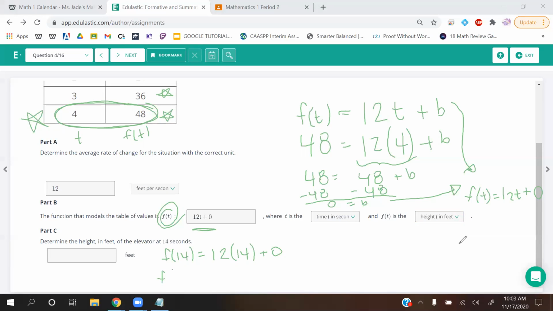So F of 14 is equal to 168 plus 0. Remember, I didn't add 0 yet, but that's the same thing. So 168 plus 0 is just 168. So the height in feet of the elevator at 14 seconds is 168 feet. And I'm going to go type that in now. Okay, are there any questions?